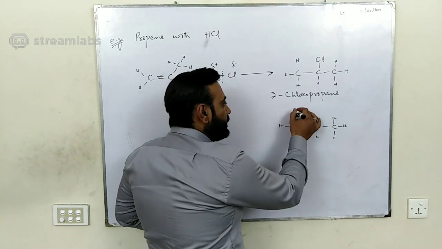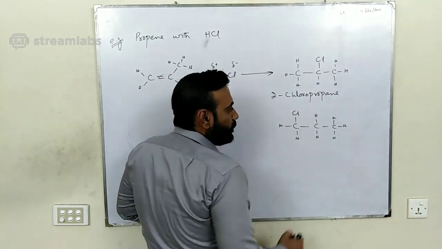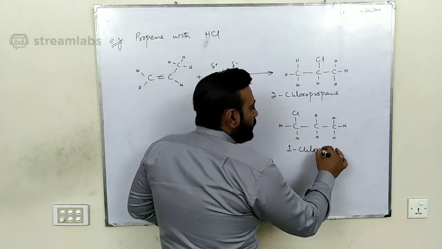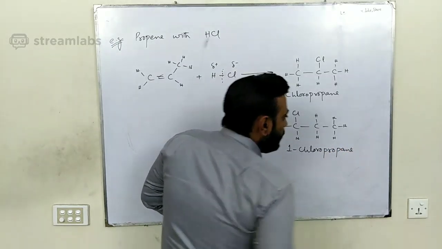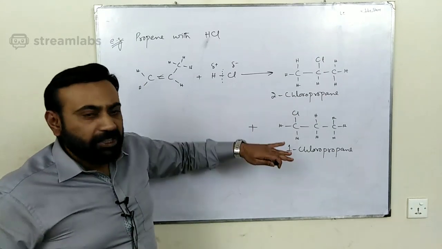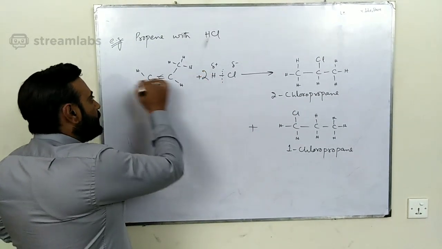So in some cases chlorine would be bonded to this carbon and hydrogen would go there. In this case 1-chloropropane would be formed. Now what happens here is that a combination of both the isomers is formed during the reaction. Let us balance the equation first.